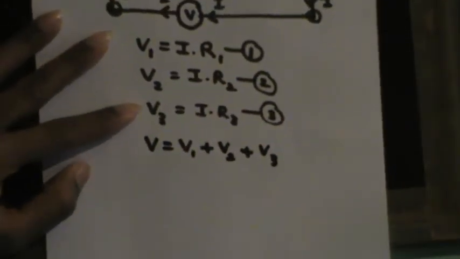So that's evident. V1 is equal to IR1, V2 equals IR2 and V3 equals IR3, so we can substitute those values into this. So V equals IR1 plus IR2 plus IR3.